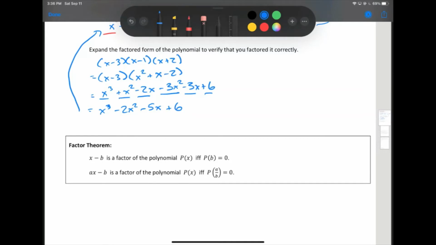x minus b, whatever b is. In this case, our b's were 3, 1, and negative 2. But x minus b is a factor of the polynomial p of x if and only if the polynomial evaluated at b is equal to 0. And for those of you who haven't seen it before, and some of you may have, if and only if means it's a two-way condition, or two-way true. If the polynomial evaluated at b is 0, then x minus b is a factor, and if x minus b is a factor, then the polynomial will be 0 when evaluated at b.